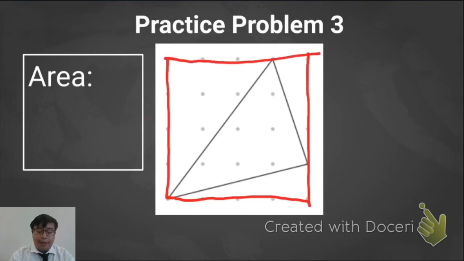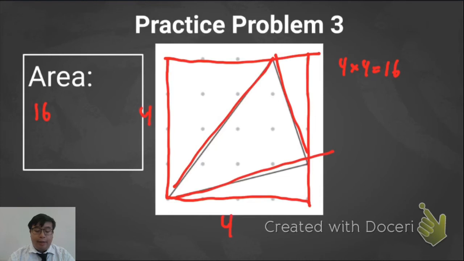So first I see that this is a 4 by 4 square. And so the area of that whole shape is going to be 4 times 4, which is 16. So what I can do is take that 16 and subtract out the empty space. I can subtract out this triangle, and this triangle.